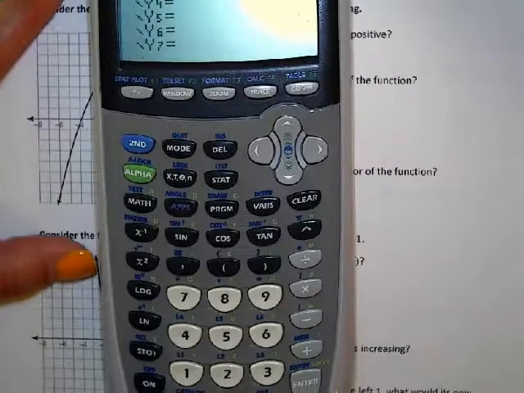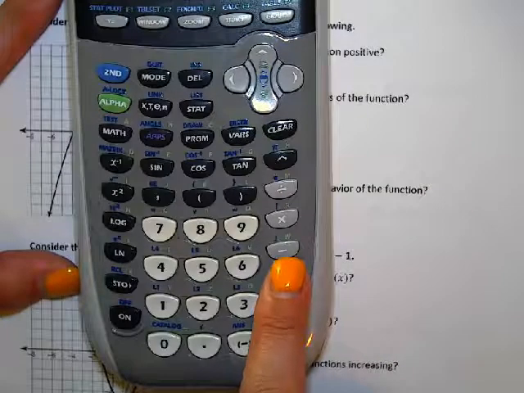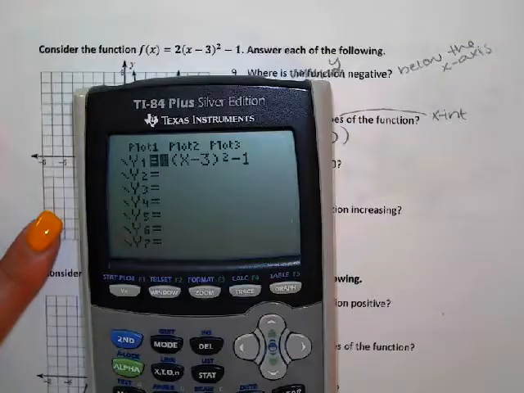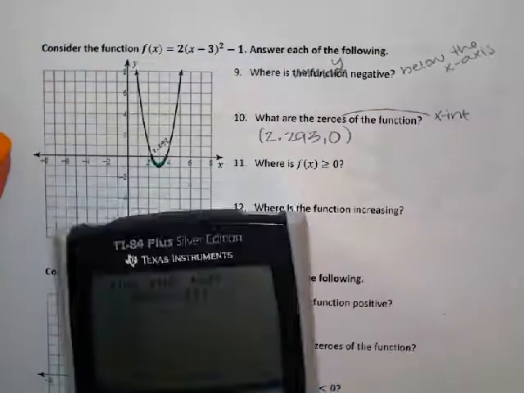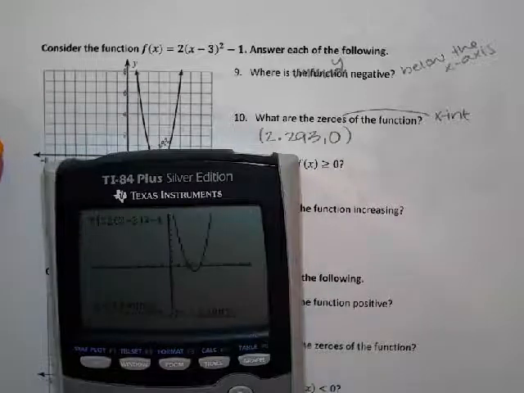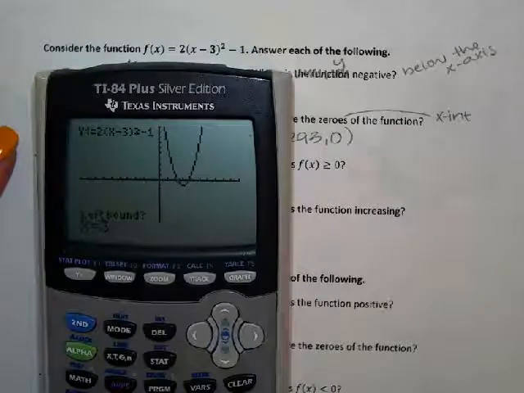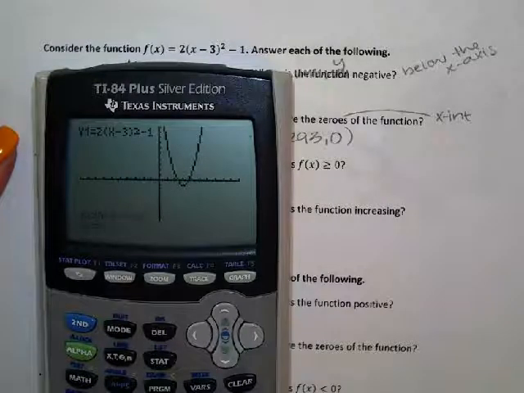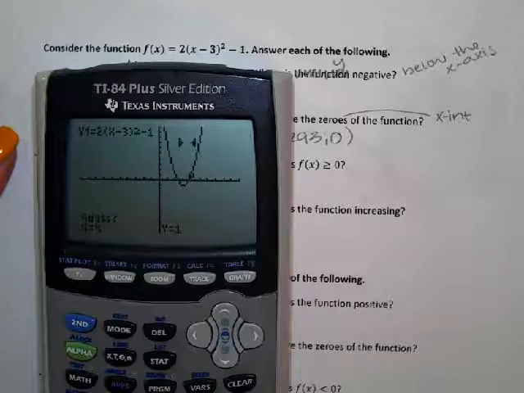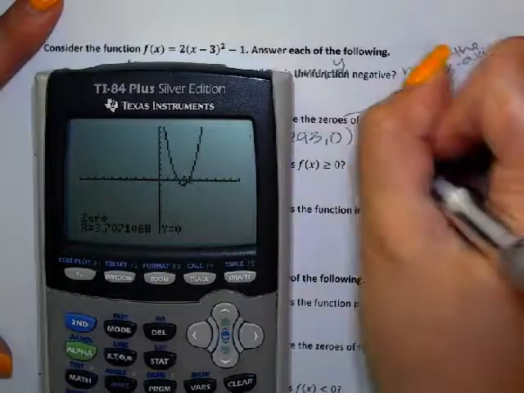Did you use this negative somewhere? This negative down here? Don't use this negative. You have to use this negative over here. Okay. All right, and then where is the other x-intercept? It's between 3 and 4. So for left bound, I'm going to type 3. For right bound, I'm going to type 4. I'm going to ignore the guess. 3.707.